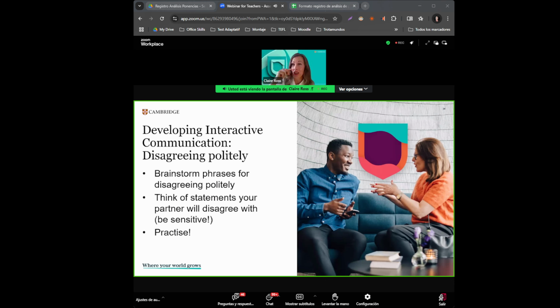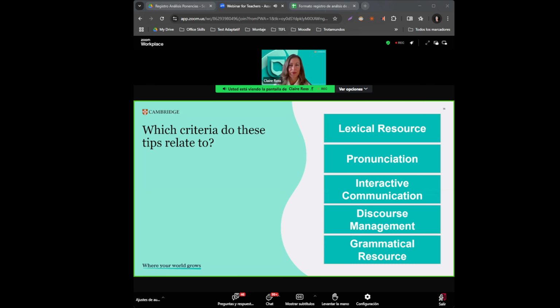And I've seen in the chat some really lovely examples of language. That's great. Hopefully your students can come out with these. And if they don't, it's a good time to put them in before the speaking activity, have them on the board to remind them to use them. Really nice. Okay, we're going to look at one more. So again, read the tips, decide which criteria do they relate to.